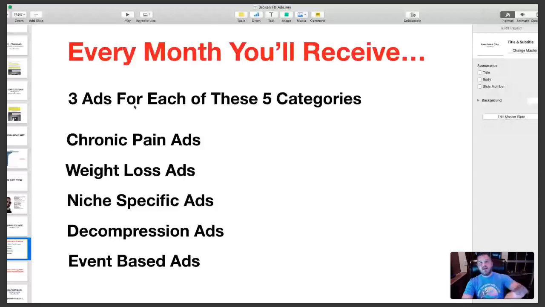Niche specific entails that every month it'll be something different. One month it'll be sciatica, another month it'll be headaches, another month it would be migraines or autoimmune disease like thyroid issues. So every month it'll be something different. And over the course of time, you'll have this whole library, Andy, of different ads that you can go in and pull from, right?